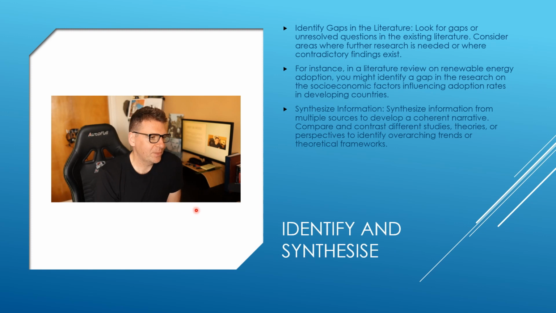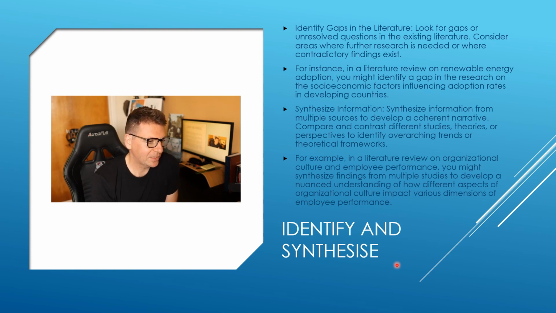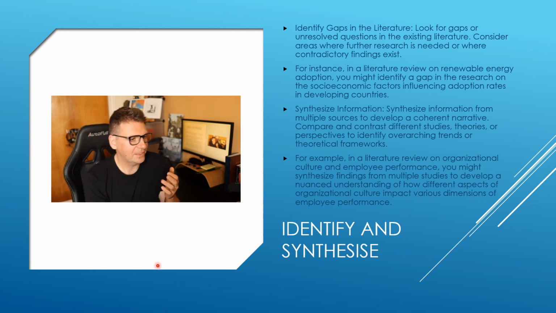So synthesize information from multiple sources to develop a coherent narrative. Compare and contrast different studies, theories, or perspectives to identify overarching trends or theoretical frameworks. For example, in a literature review on organizational culture and employee performance, you might synthesize findings from multiple studies to develop a nuanced understanding of how different aspects of organizational culture impact various dimensions of employee performance. It's a bit of a mouthful there, okay? You're basically saying, well, what's the lay of the land? What's the actual issue? Okay, so you may need to look at multiple studies there to get a broad overview of the picture.